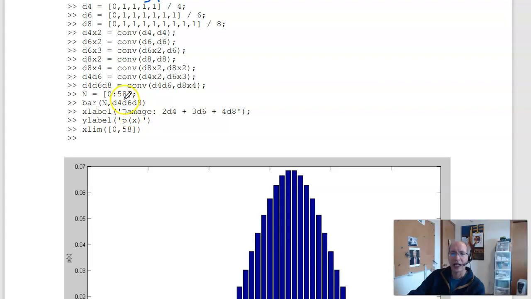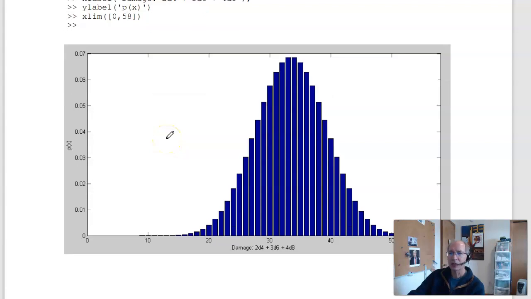Okay, and then if I plot the PDF, let's just do a bar chart. These are the numbers. Here's the probability. That's what it looks like. This is the PDF for rolling 2 4-sided dice, 3 6-sided dice, and 4 8-sided dice. Again, I've got that nice bell-shaped curve. Once again, that's the central limit theorem.